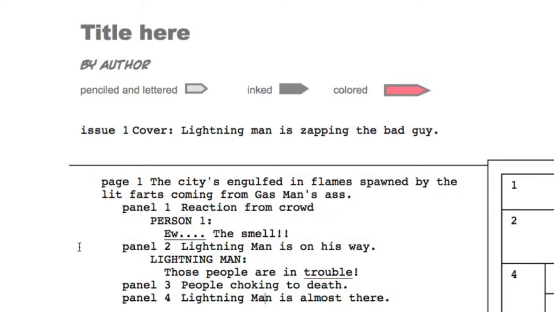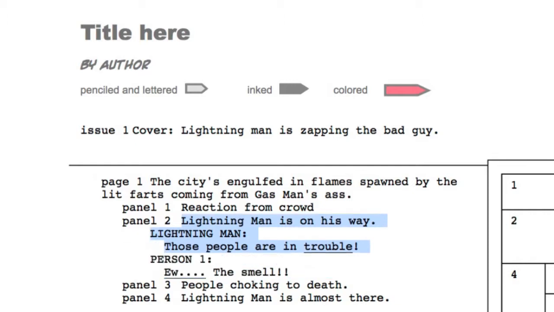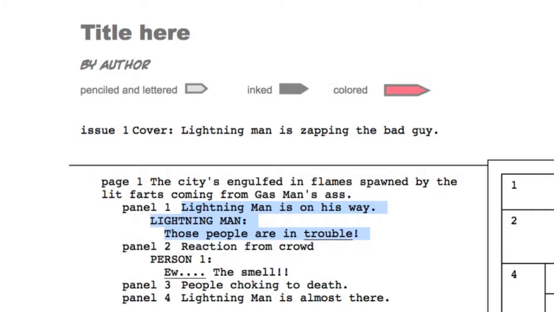Let's say I want this Lightning Man is on his way. I want that to be the first one, including the words. The first panel. So I highlight everything. Okay. And click the move up button. I got to move it up for every line, so it takes a few clicks here. There. Lightning Man is on his way. Lightning Man. Those people are in trouble. Ew, the smell. People. Reaction from crowd. People are choking to death.